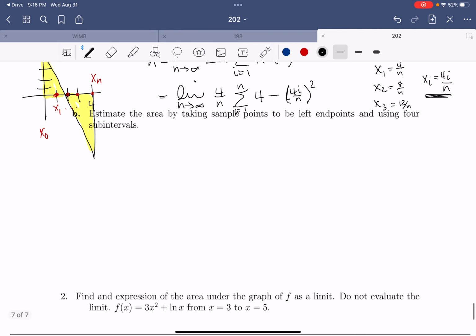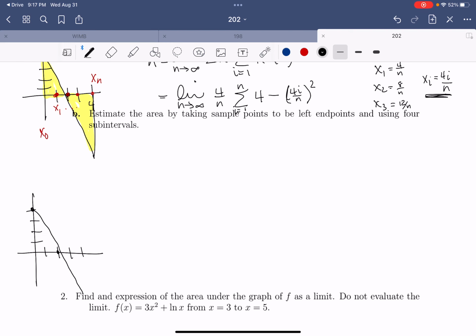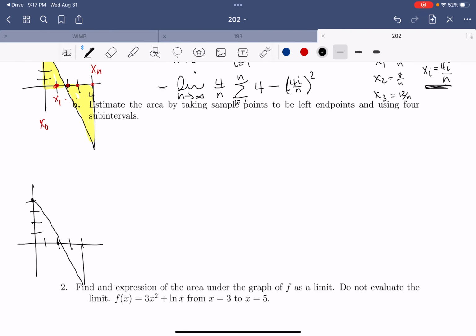Down below here in part B, we're going to estimate the area by taking sample points to be left endpoints and using 4 subintervals. So I'll redraw this again for you. So we've got 1, 2, 3, 4. Again, 1, 2, 3, 4 on the height. We're crossing at 2. And I didn't hit the point, but you get the drift. And we've got this area along with this area.